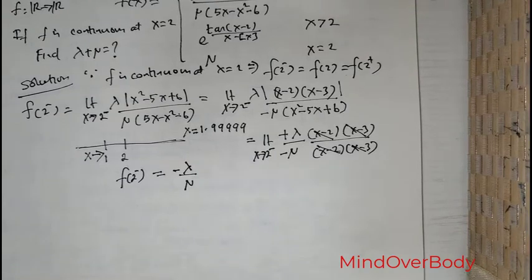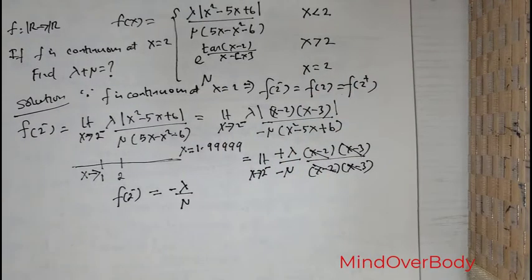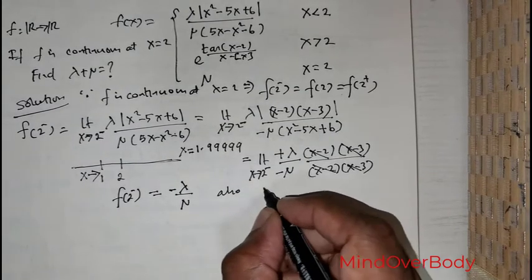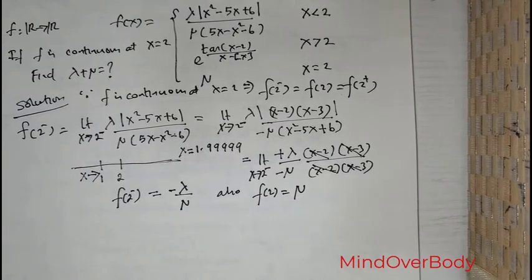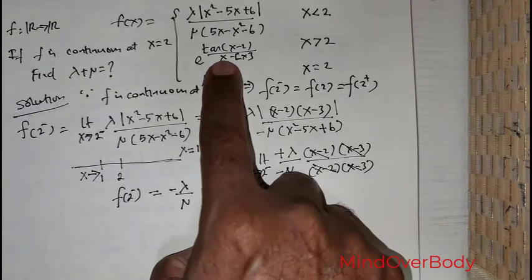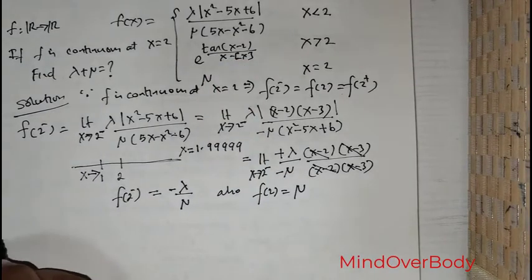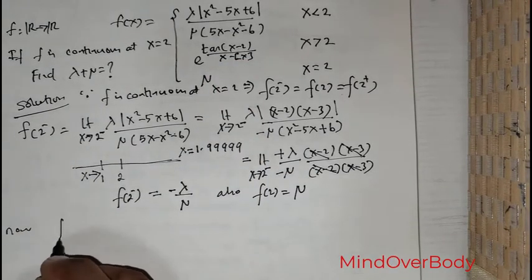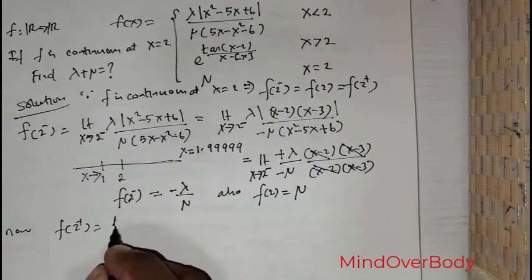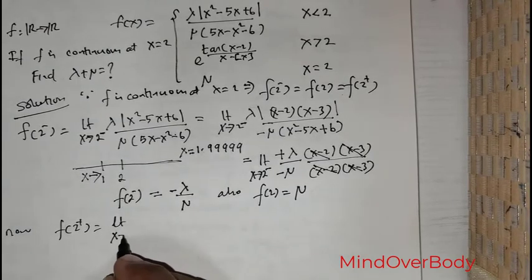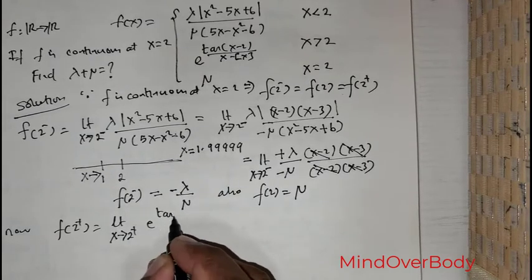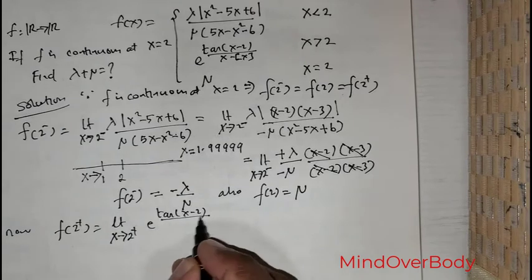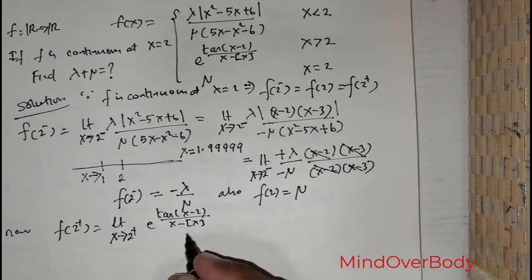Now when x is equal to 2, the function takes the value mu. So I can state that also f of 2 is given to be mu. That is one particular observation. Now we have to find this value. So now f of 2 plus is nothing but limit x tending to 2 plus of e raised to the power of tan of x minus 2 divided by x minus greatest integer of x.